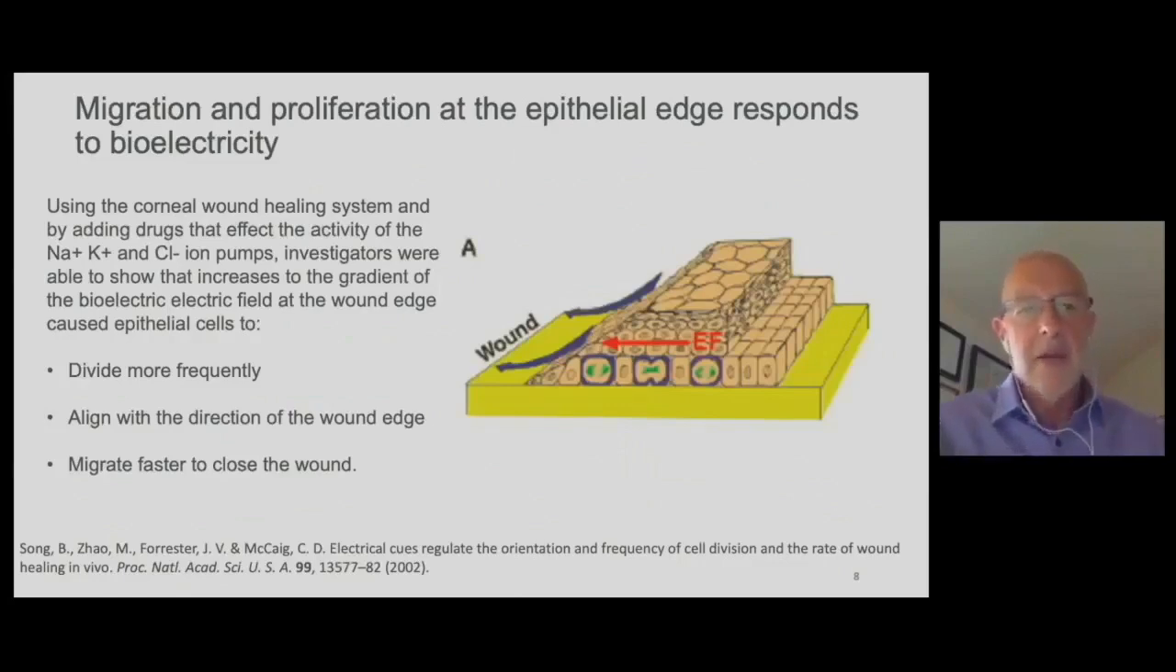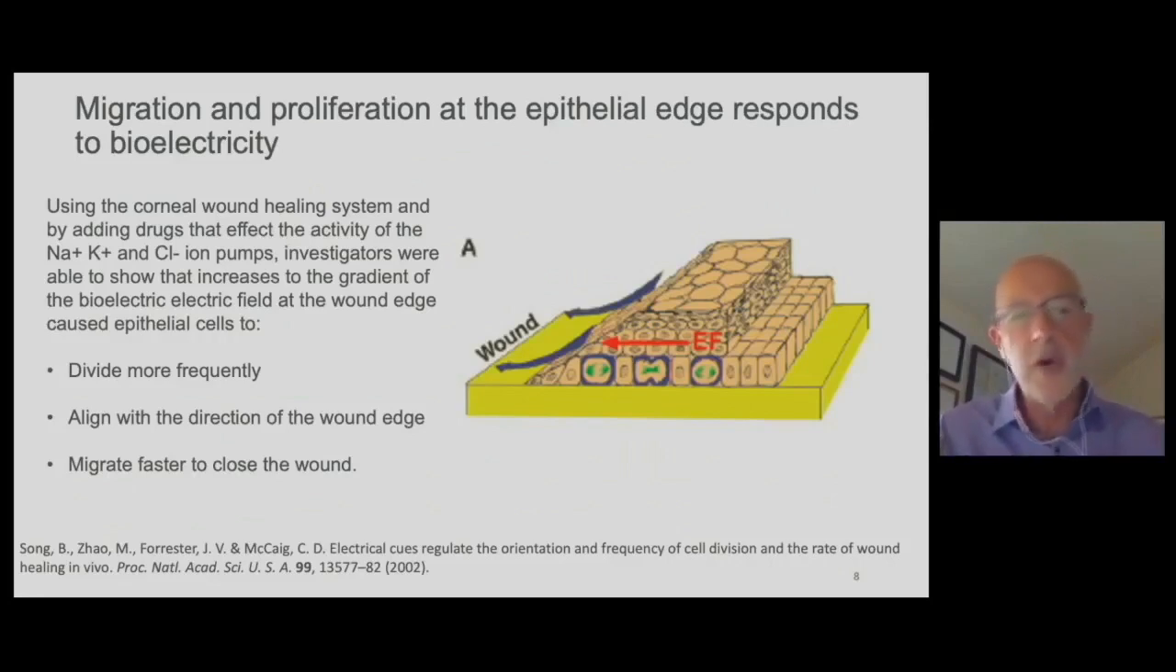Now, what we know now is that migration and proliferation at the epithelial edge are very responsive to bioelectricity. In other words, when that current of injury starts to flow, the electricity is perceived by the cells, and a number of things start to be augmented or stimulated. And this was the work of a group at the University of Aberdeen, in Colin McCaig's team in Scotland.